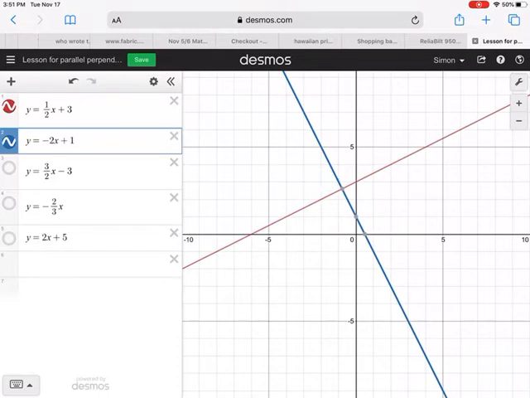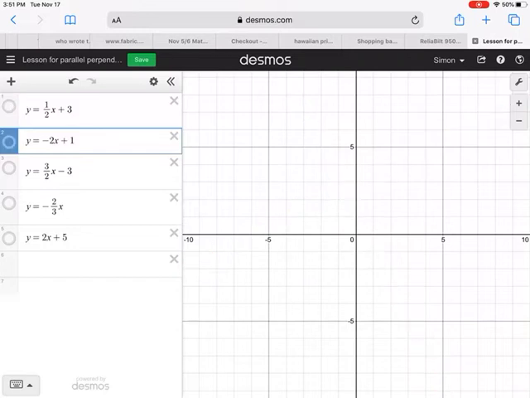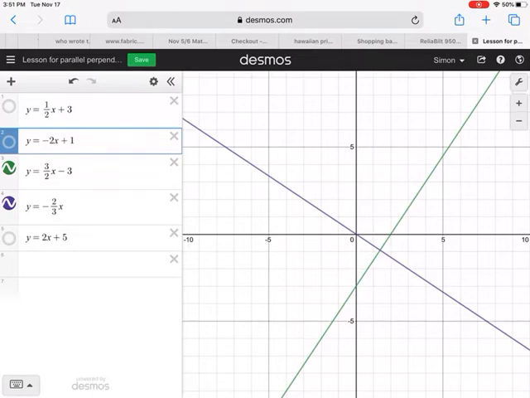And so they meet to form a right angle. I want you to look carefully at the slopes of these two lines. We have 1/2 and then we have -2. All right, and then I'm going to turn these off and go to another pair. Here we have another line, 3/2 x minus 3. Slope is 3/2, and it's perpendicular line. So we have green and the purple, and look at those slopes, 3/2 and -2/3.